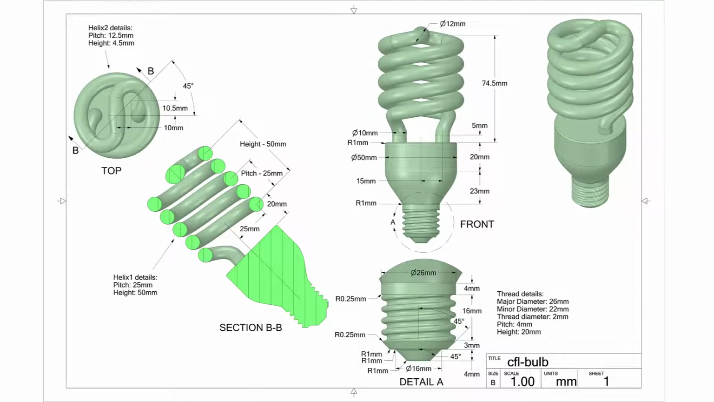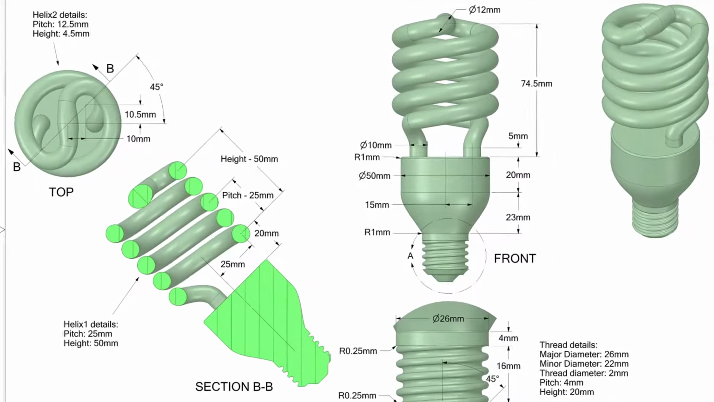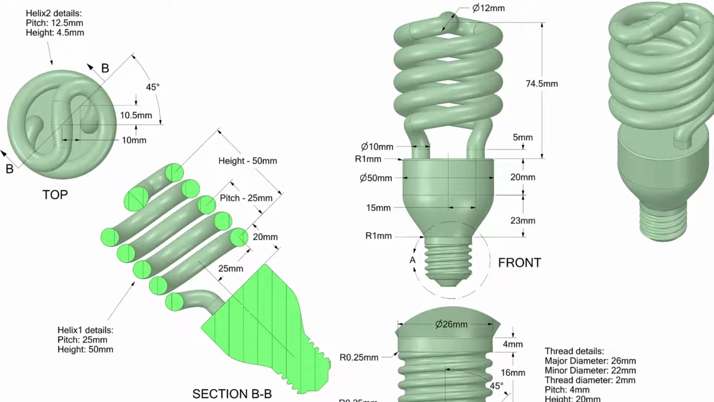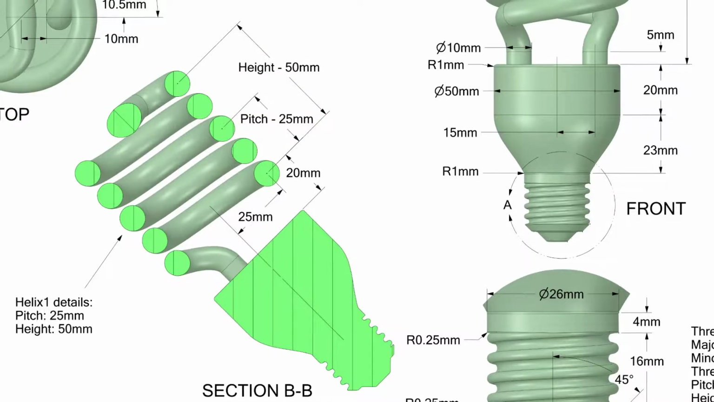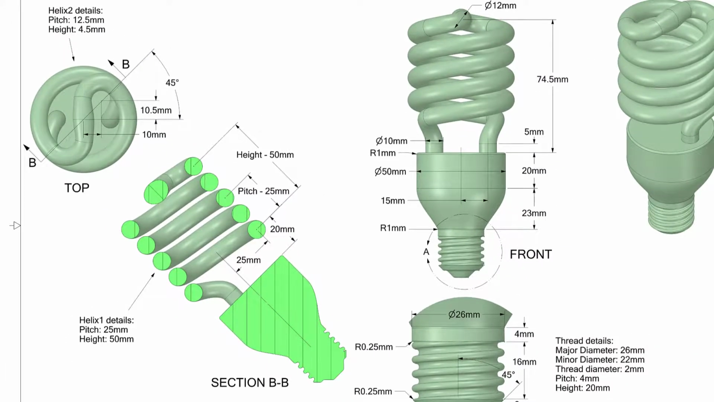Let's go back to the technical drawing and analyze the helical tube. To create any helix, we need to know two basic parameters: pitch and height. Pitch is the distance between 2 points on the helix when it makes one full turn of 360 degrees about the center axis. Whereas height is the total distance between the start and end points of the helix measured along the center axis. From the sectional view, we can see that the pitch is 25 millimeters and the height is 50 millimeters. Also, if you notice, the helix dimensions are created on a section BB that is at an angle of 45 degrees from the ZX plane.